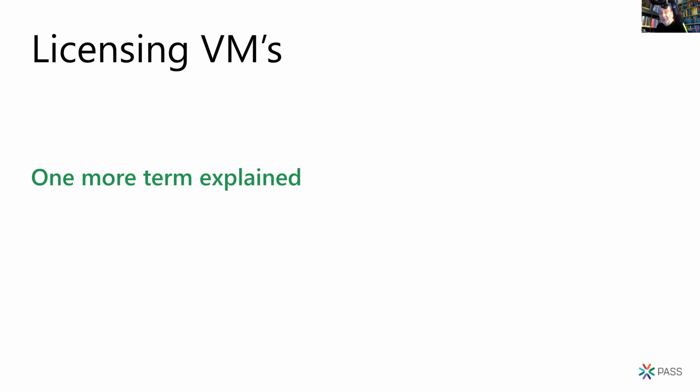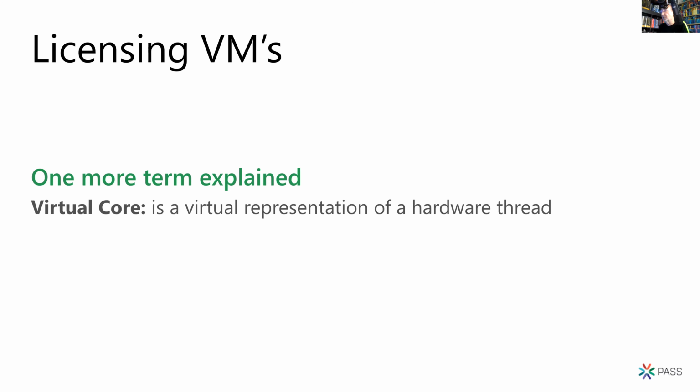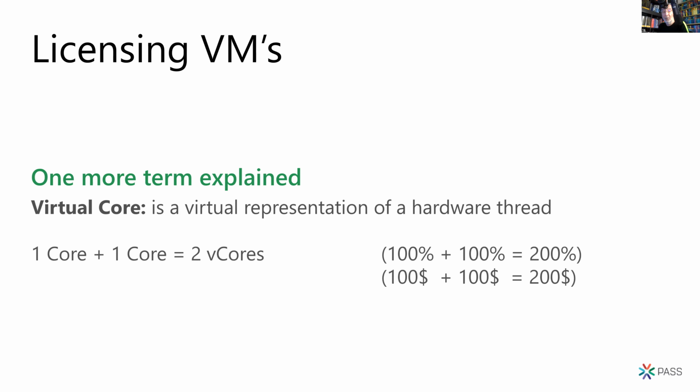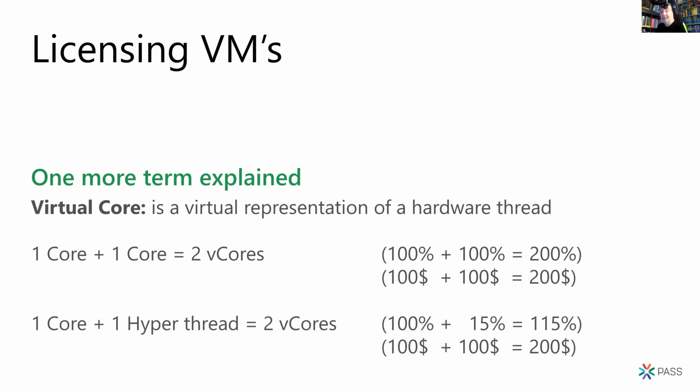Same as with VMs, we have to explain a few things. A virtual core is a virtual representation of a hardware thread. And if you remember, a hardware thread is either a hyperthread or a real core. So if you have 1 core plus 1 actual physical core, that gives you 2 virtual cores. So you get 200% of the performance for 200% of the price. That's what you expect. If you have 1 core plus a hyperthread, that's also 2 virtual cores, where you get about 115% of the performance for 200% of the cost. So be careful in virtualized environments when you end up paying per core.